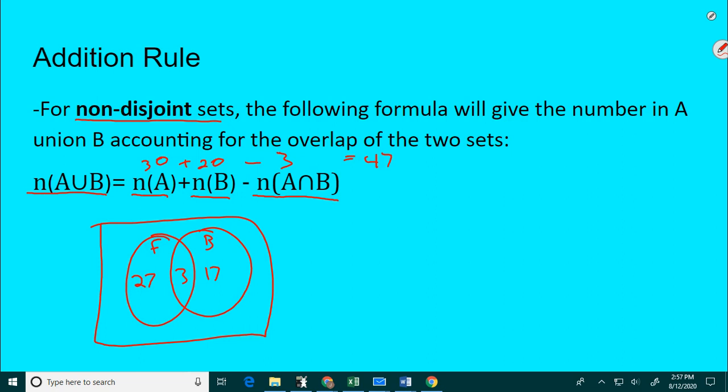So this would be a case where you could use either the formula or the Venn diagram if I'm trying to find the union. There'll also be times when I might know the union, I know A, I know B, but I don't know my intersection. That's where the formula comes into play. That's what we're going to see on the next slide.